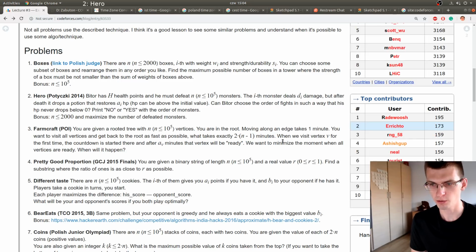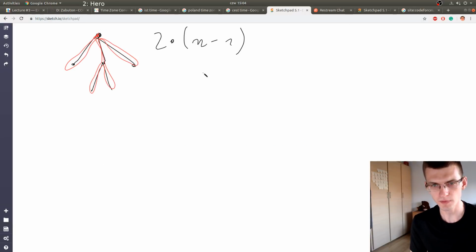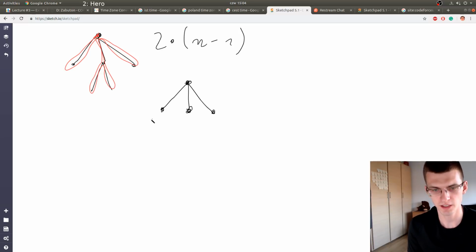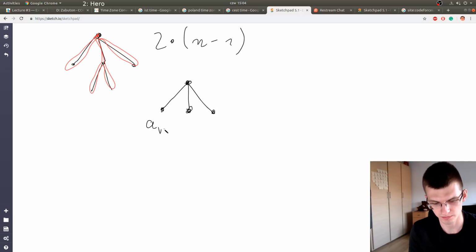Okay, what happens? When we visit vertex V for the first time, the countdown is started there, and after A_V minutes, that vertex will be ready. So, for example, if there is only a root and a few children, let's say that children are numbered 1 to 3, A1 is 7 maybe, A2 is 5, and A3 is 10.